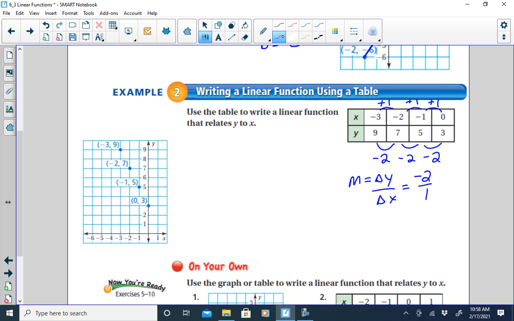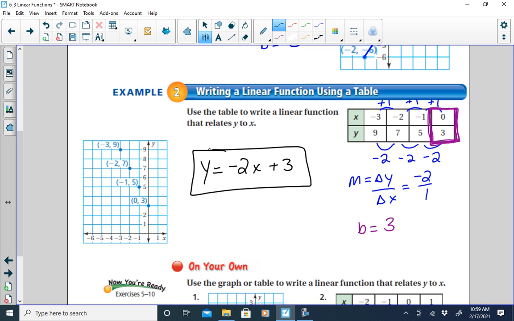We also need our b. How do we find our y-intercept from the table? Our y-intercept from the table is the output when the input is 0. I am putting a purple box around my output when the input is 0. My x values are my input, my y values are my output. My output when my input is 0 is 3. So our b is equal to 3. Now we have all the information we need to write our equation. We have our slope and our y-intercept, so y is equal to -2 times x plus 3. There's our linear function that relates y to x. It is simply the equation of the line in the form y is equal to mx plus b.